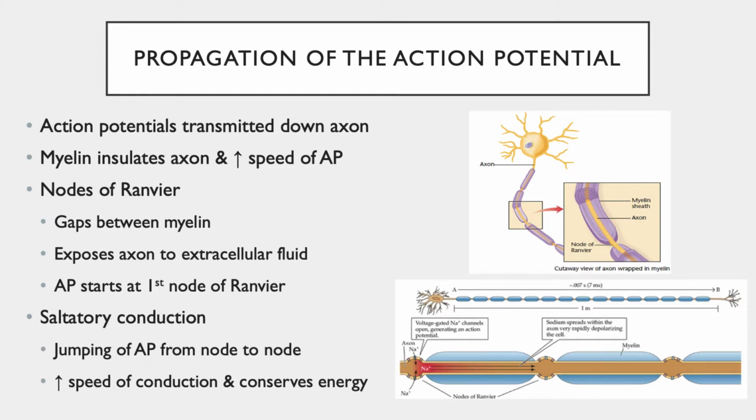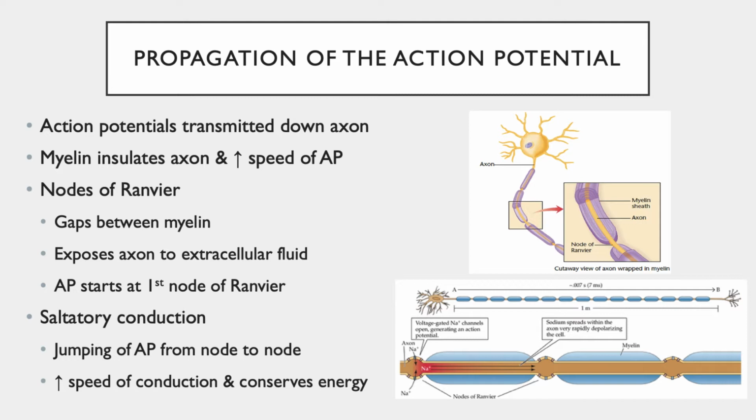The nodes of Ranvier are those gaps between myelin, and you can see them in both of the images. In the top image, the purple represents the myelin and the yellow color represents the axon, and you can see that the myelin has little breaks between it. It looks like a link of sausages. You can also see it in the bottom picture. The nodes of Ranvier are the circular portions in between the longer sections of myelinated axon. They expose the axon to extracellular fluid because those are the areas that are not myelinated. Action potentials start at the first node of Ranvier, as close to the soma as possible.